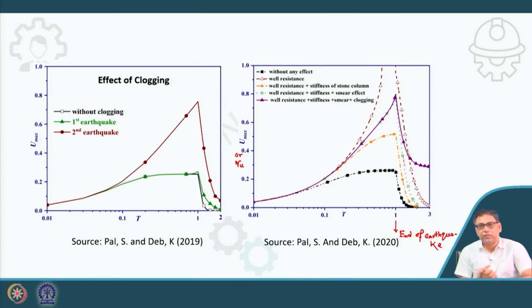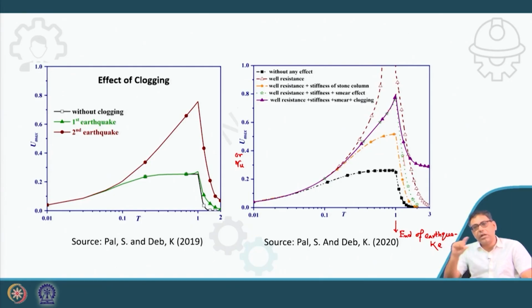So it is clear, all these 4 effects. That means if you consider the permeability of the stone column, then your pore water pressure value will increase. If you consider the stiffness along with permeability, your pore water pressure will further decrease, because stiffness has a positive effect. Then if you consider the smear effect along with permeability and the stiffness of the stone column, then the pore pressure value will further increase.